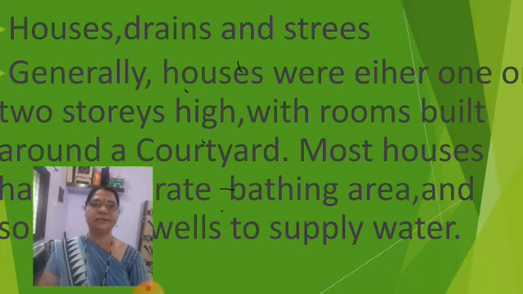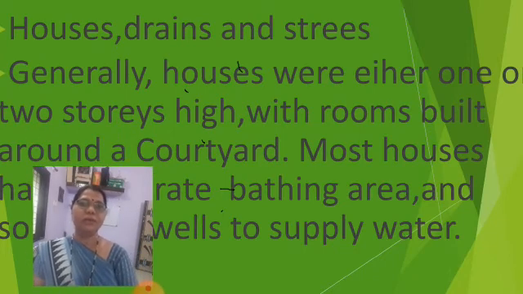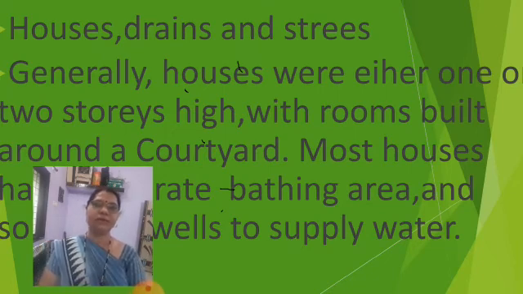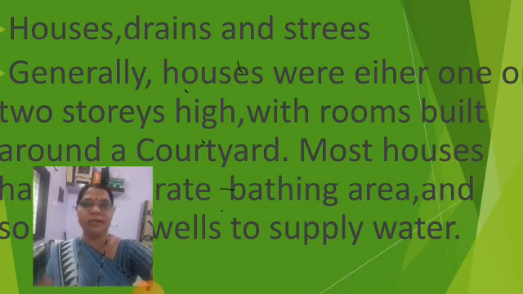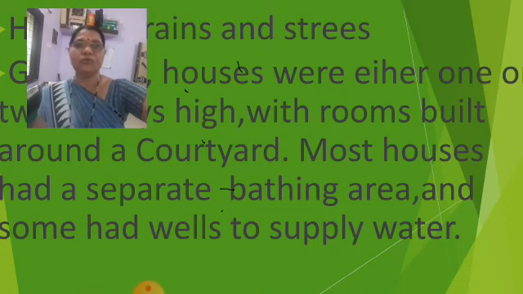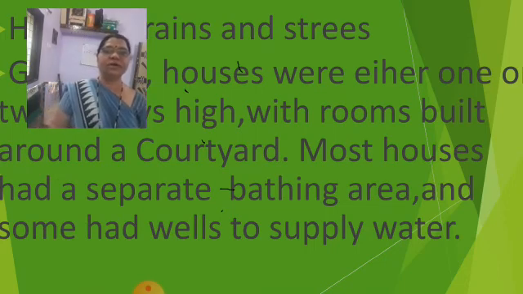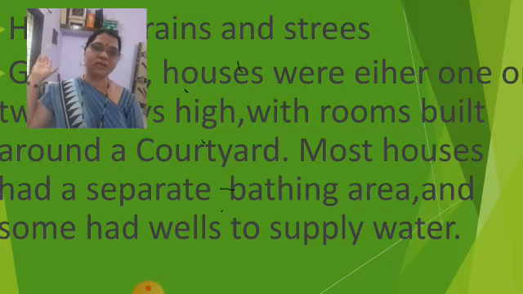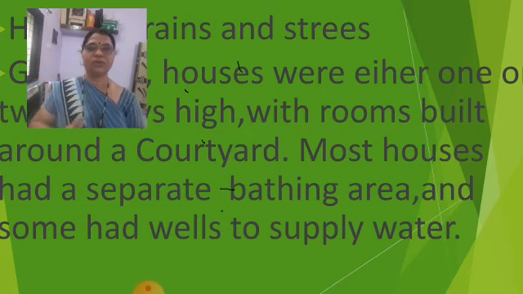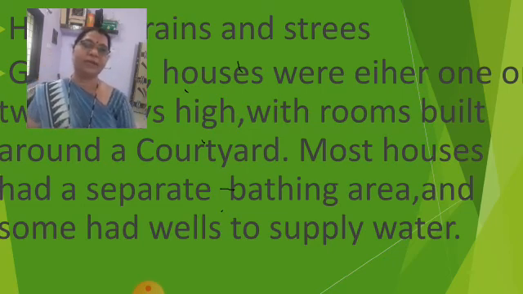Now, houses, drains and the streets. How were the people's houses, the drainage systems and the streets? Generally houses were one or two stories high, with rooms built around a courtyard. They also built double-storey houses, which we use in the present day. We have learned from our ancestors. Most houses had a separate bathing area.